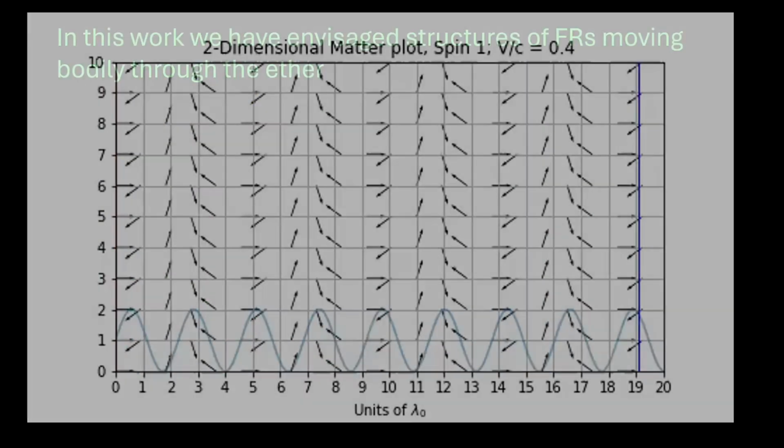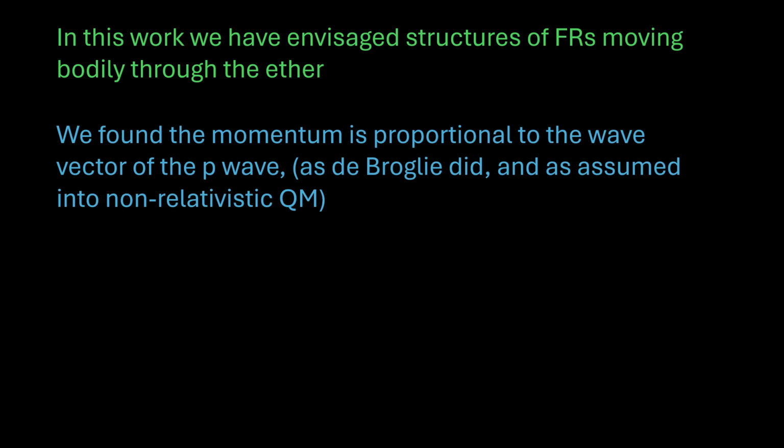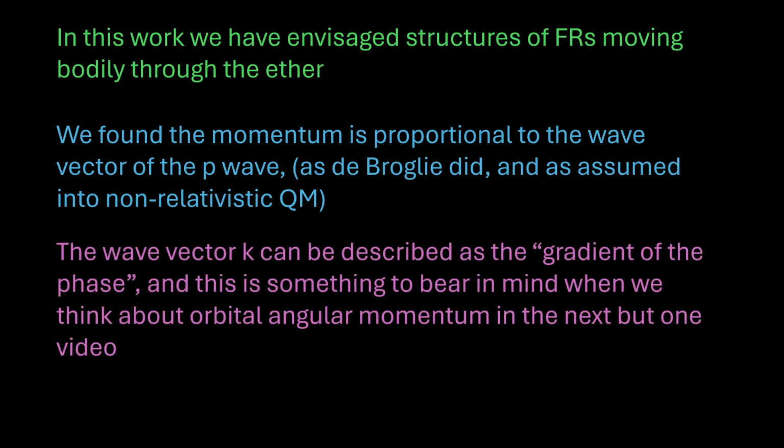It is as well to remember that we have done all of the above work on the basis of FRs moving bodily through the ether. We found that the momentum is proportional to the wave vector of the P wave, exactly as de Broglie did, and as assumed in quantum mechanics. The wave vector is the same thing as the gradient of the phase. It is phase per unit distance. This might give us pause for thought when we move on to consider orbital angular momentum in the next but one video.